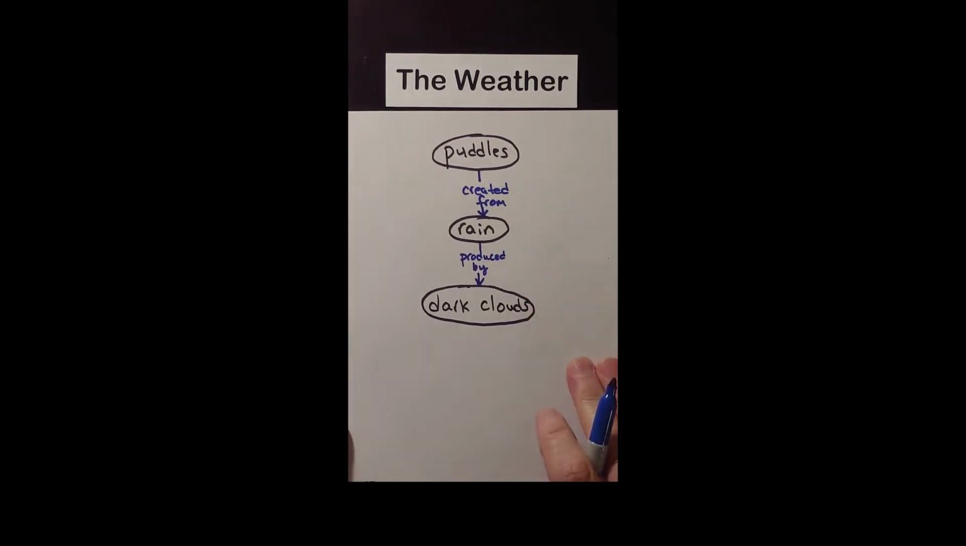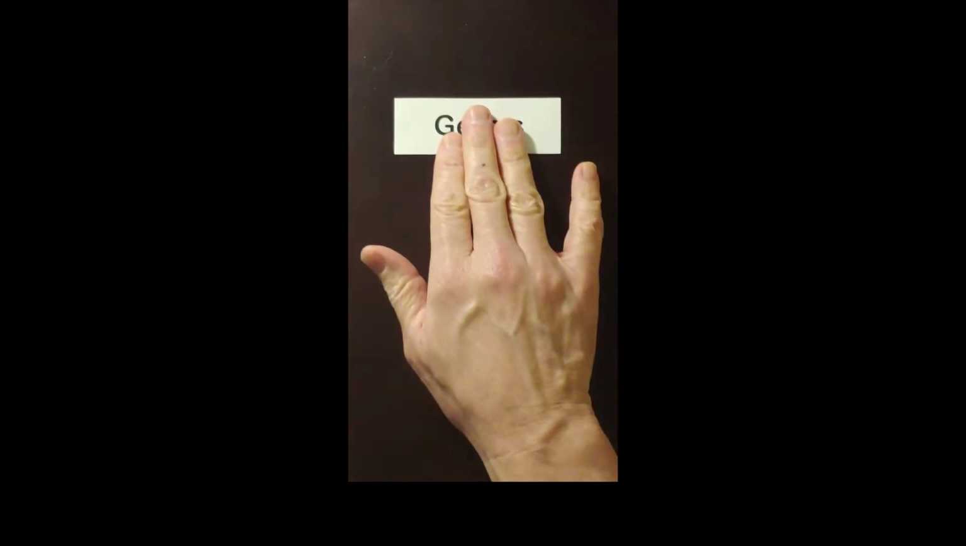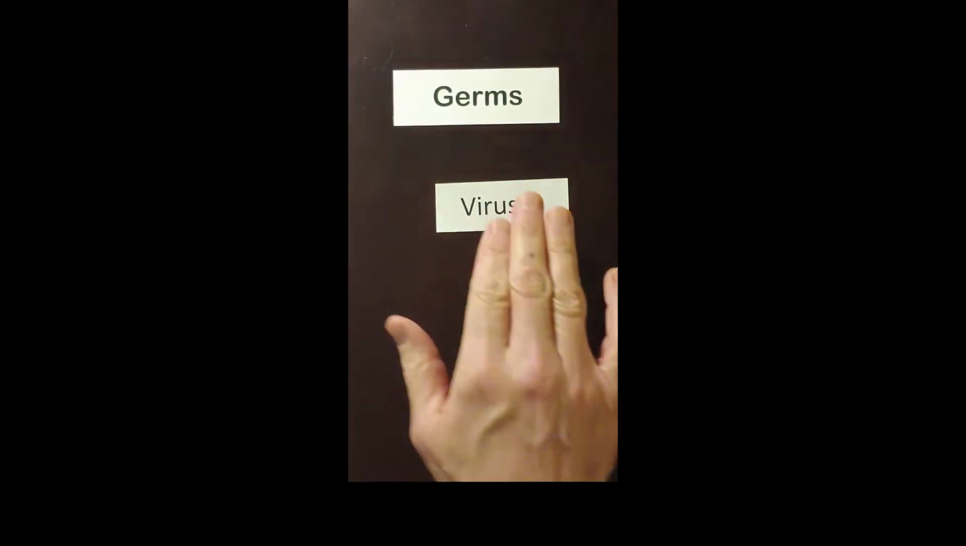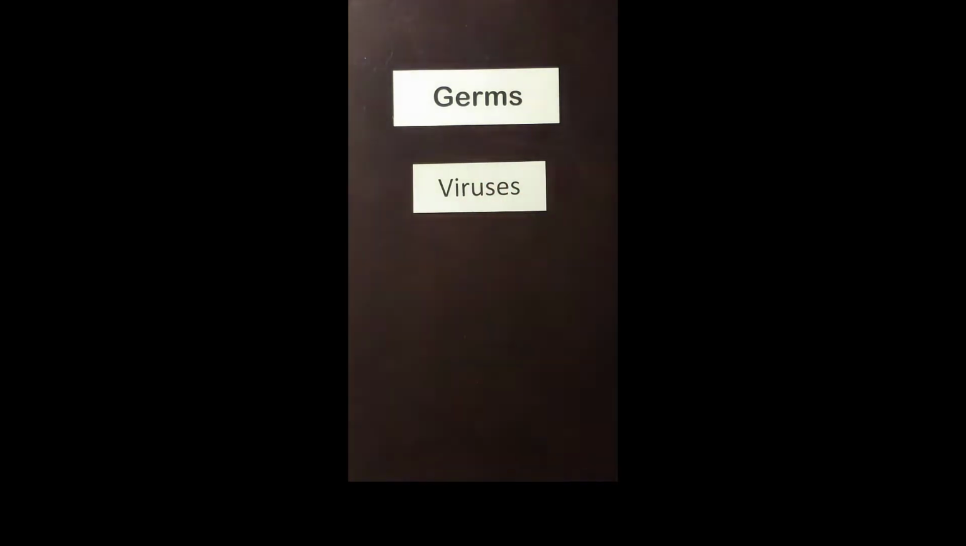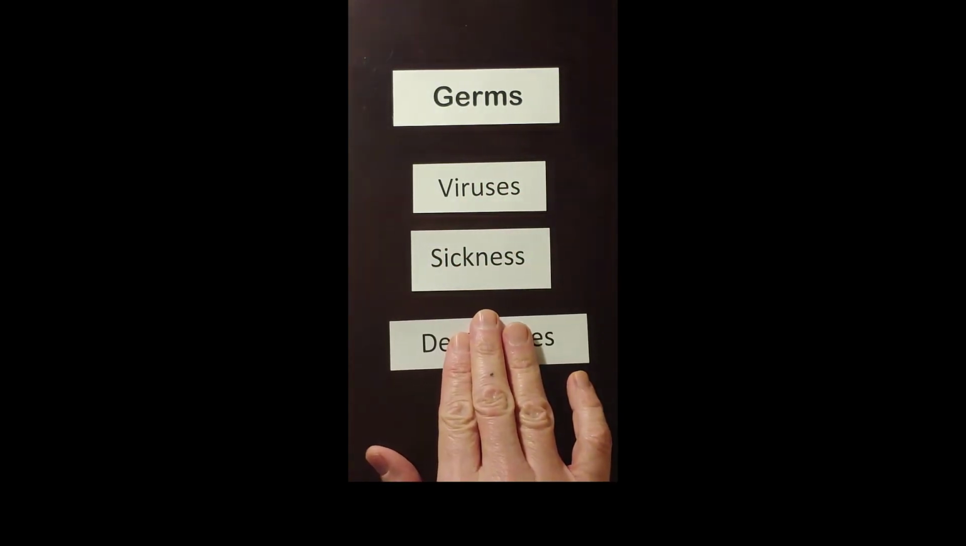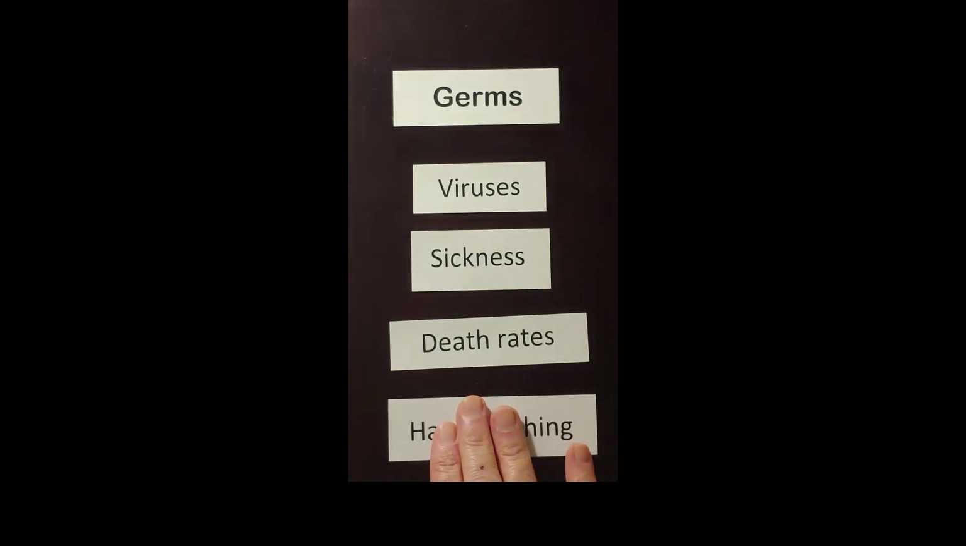This is the easy part. The thinking part is figuring out how the concepts go together and the linking words that we need to put there in order to make it work. Well, I'm going to put this off to the side, and I'm going to give you a chance now to play. And I'm going to come up here with a concept that we know a little bit about, and that is germs. And here's some concepts about germs: viruses, sickness, death rates, hand washing.